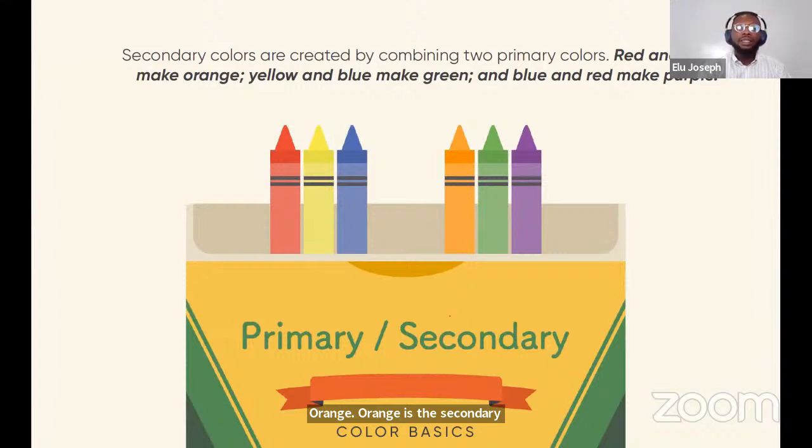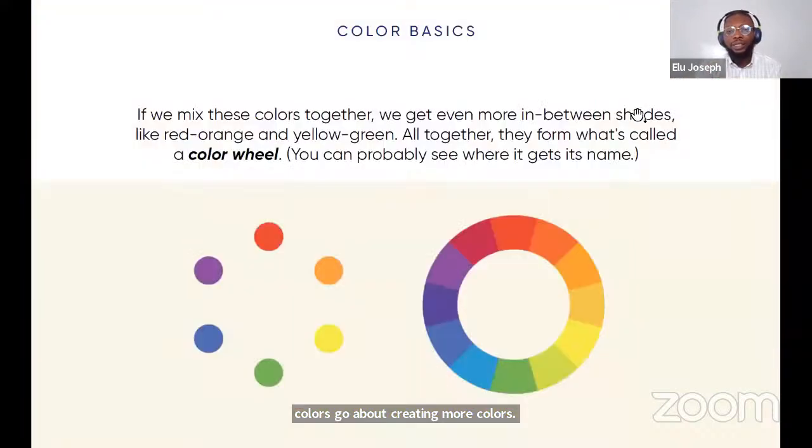If you mix red and blue together, you get purple. Purple is a secondary color. If you mix yellow and blue together, it gives you green. And green is what? A secondary color. So you see how these three primary colors go about creating more colors. That becomes secondary, tertiary, tetradic, and the likes. Now, if we mix these colors, we even get more colors in between, more shades.